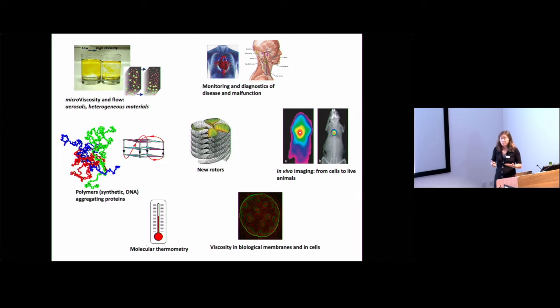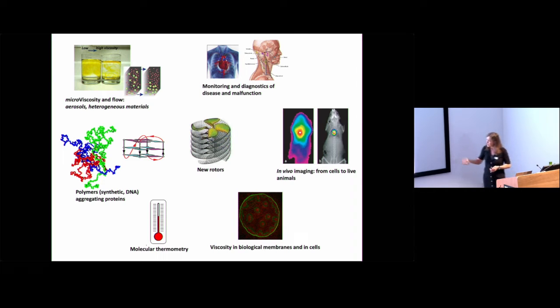Okay, so what do we do in my group? Well, we design and synthesize new rotors. We collaborate with others who provide rotors to us. And then we use them for a large range of various problems where diffusion or crowding or conformation might be important, but can't be measured easily using other spectroscopic methods available.